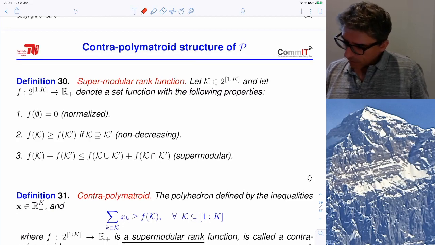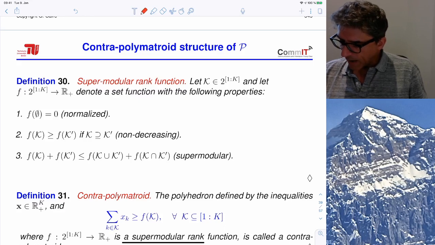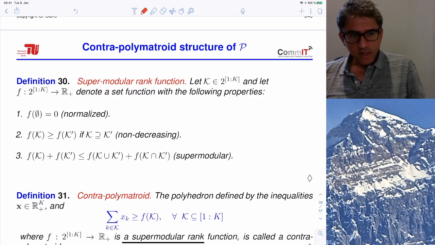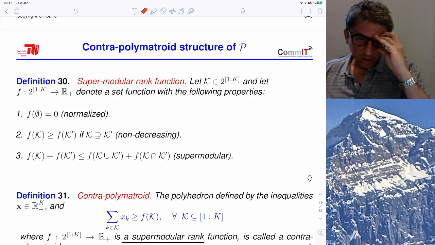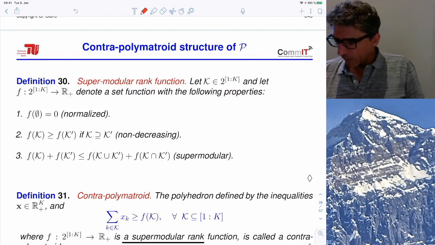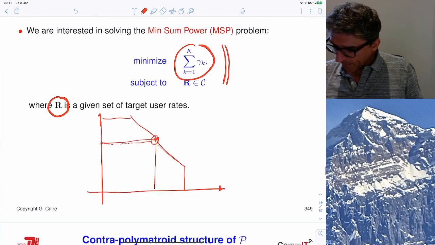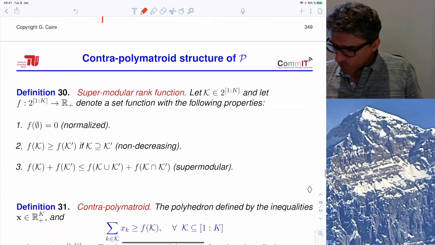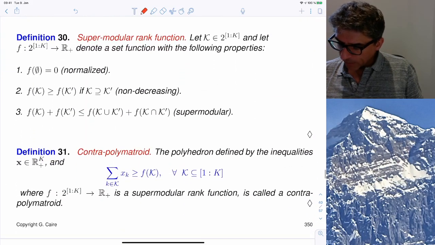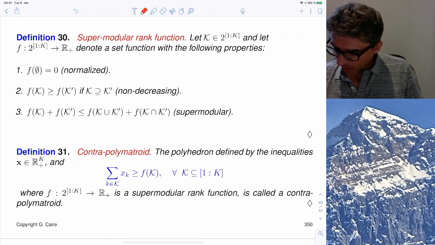The problem has a similar solution. What happens? We can consider another type of polytopes that are called contrapolymatroids, and these contrapolymatroids are defined in the same way as polymatroids.